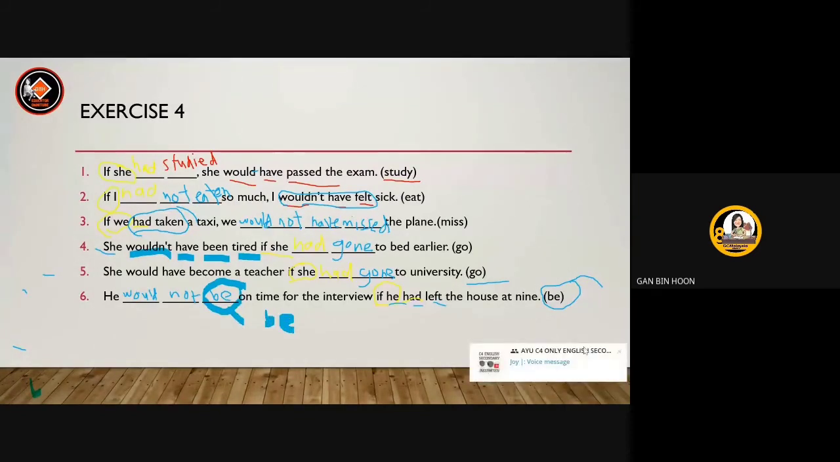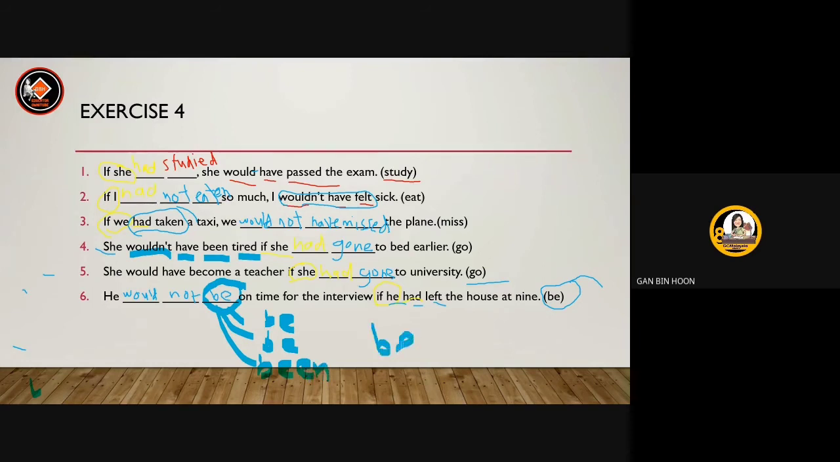Apa yang past tense, teacher? Past tense is B. Apa yang perfect tense? Been. Teacher, apa yang continuous? Continuous nanti kita learn next time. We'll learn. So being. Being is continuous. Okay, so been. Okay, so answer, he would not have been.